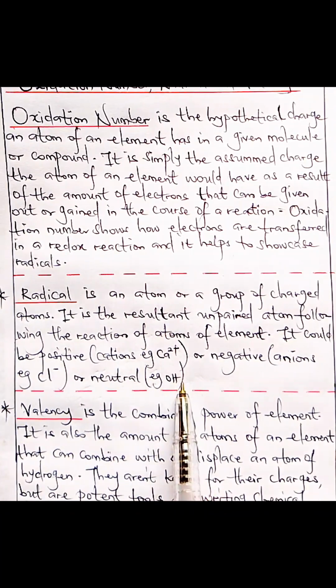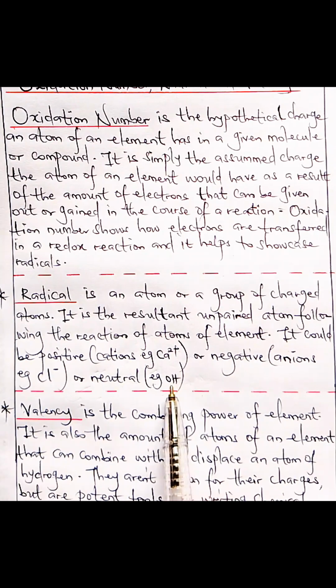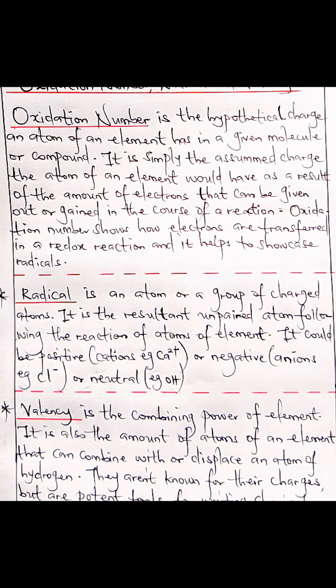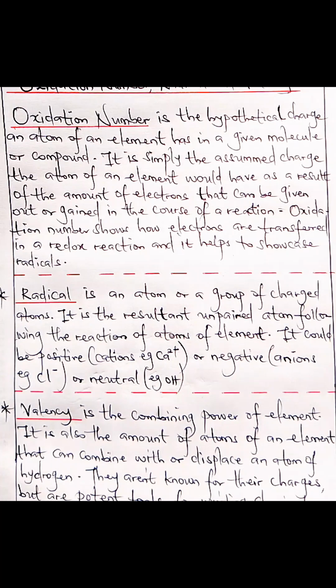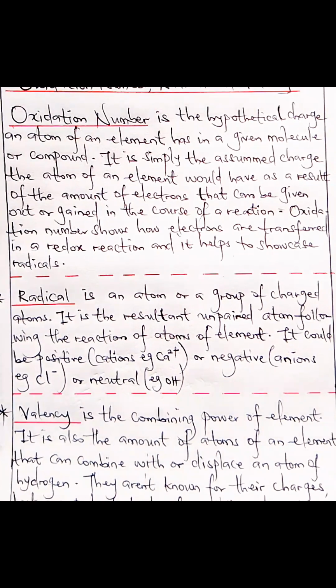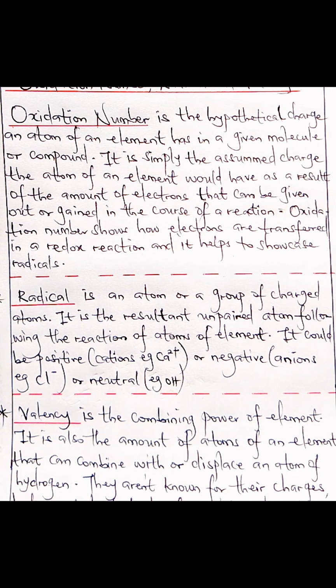For example, OH, hydroxyl. Now, this hydroxyl, it's not like they don't have unpaired electron. They have unpaired electron, but overall they don't have any charge. So when we talk about radical, as I said under oxidation number, the combination of different oxidation numbers of different atoms of elements bring about radicals.